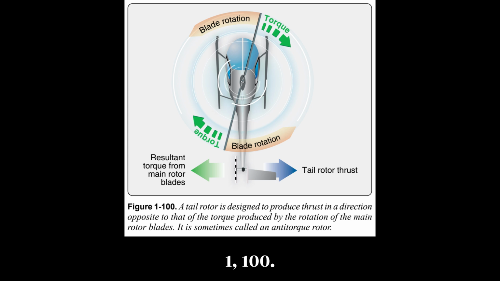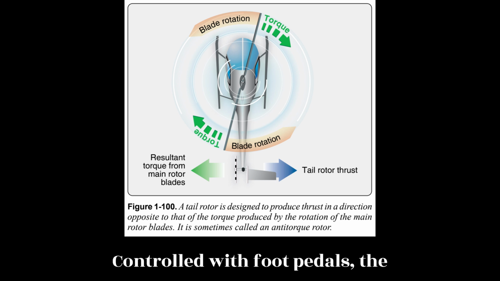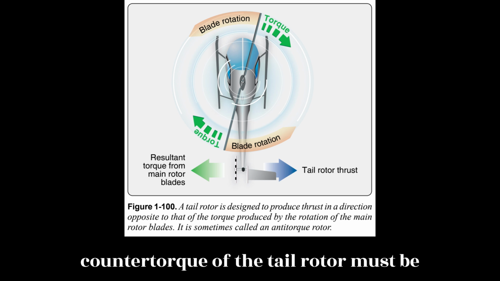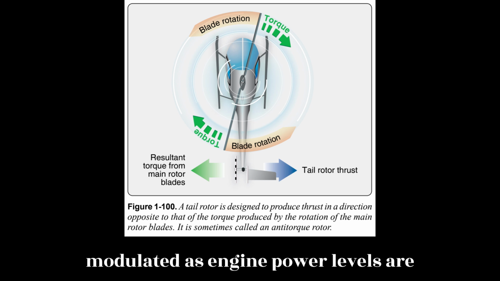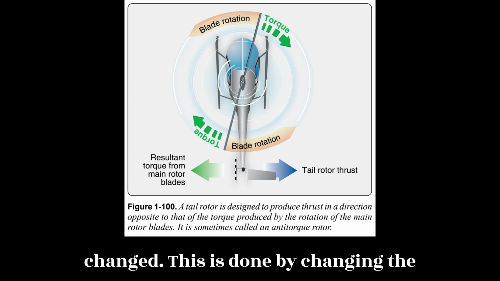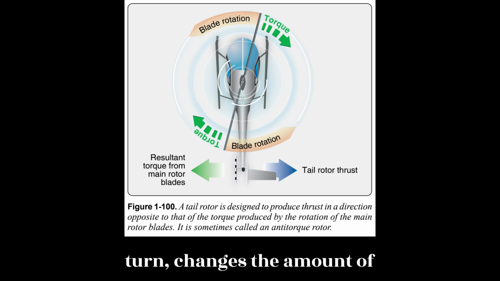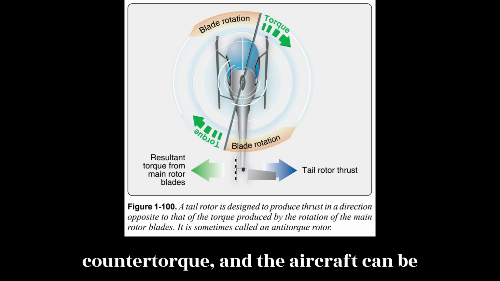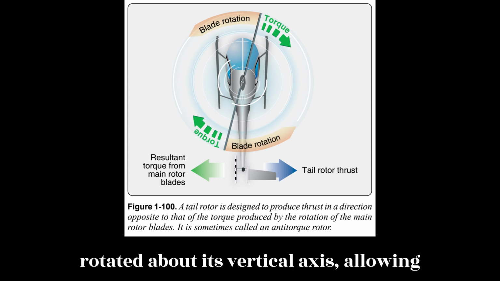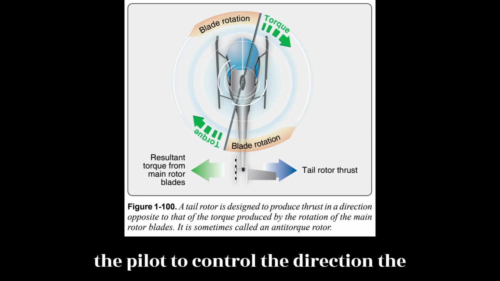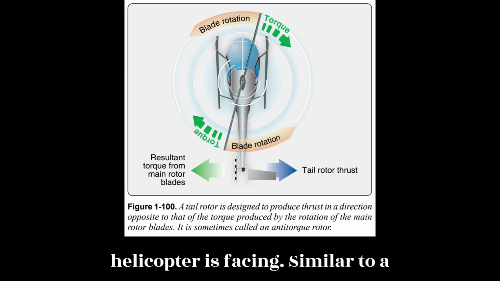Figure 100. Controlled with foot pedals, the counter-torque of the tail rotor must be modulated as engine power levels are changed. This is done by changing the pitch of the tail rotor blades. This, in turn, changes the amount of counter-torque, and the aircraft can be rotated about its vertical axis, allowing the pilot to control the direction the helicopter is facing.